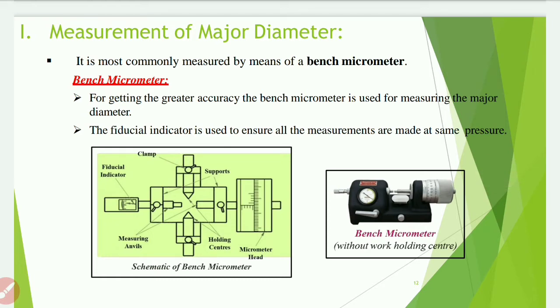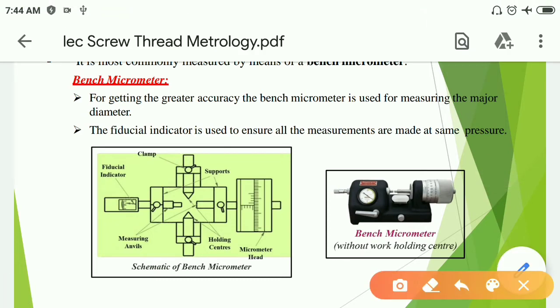It is most commonly measured by bench micrometer. And how is this bench micrometer used for getting great accuracy? The bench micrometer is used for measuring the major diameter. The fiducial indicator is used to ensure all the measurements are made at the same pressure.